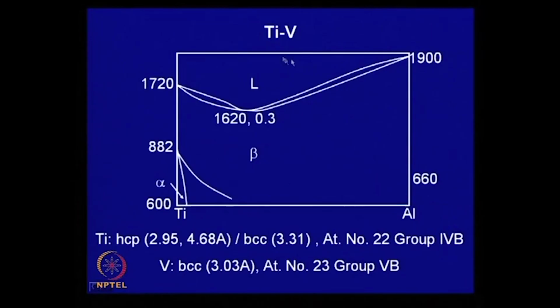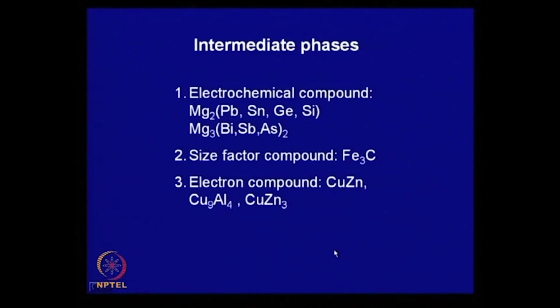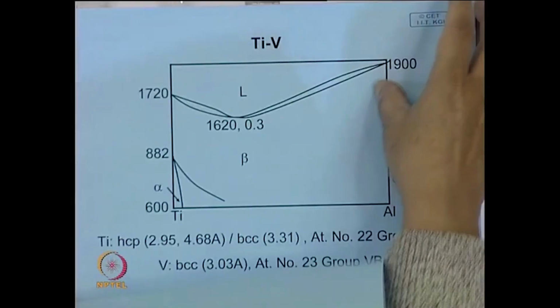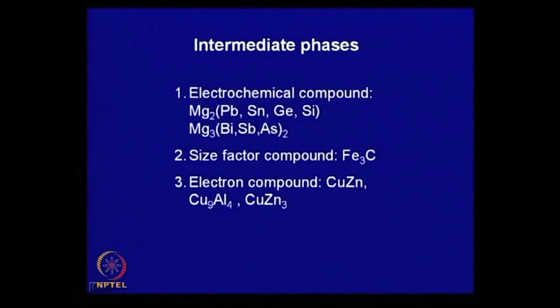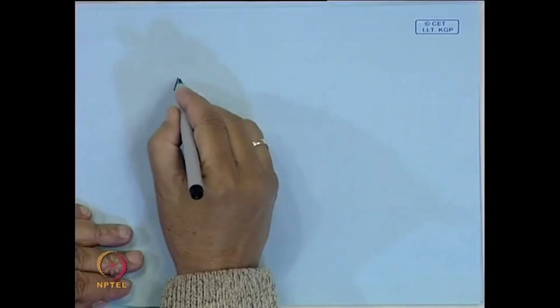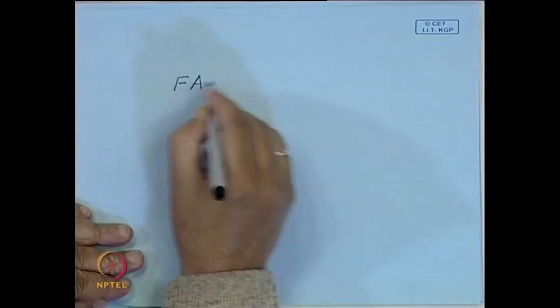And this is a typical diagram of a titanium vanadium alloy. In fact, you can go on like this, there is no end to it, and handbooks give you the phase diagrams. Metal handbooks give you the phase diagrams of different metals, and in fact, there are now computer databases like FactSage. You can go to their site.